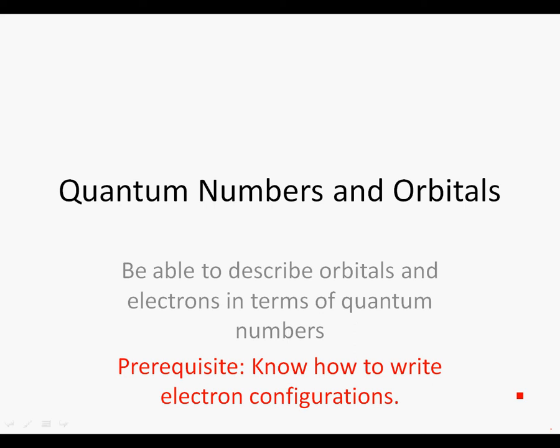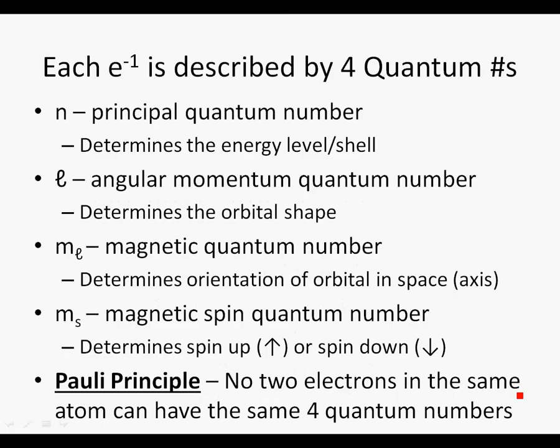This video covers quantum numbers and how to assign quantum numbers to electrons. One important thing to realize is that this video has been designed with the idea that you already covered electron configurations and know how to write electron configurations. I'd like to point out that these are the quantum numbers. There are four: n, l, m sub l, and m sub s.